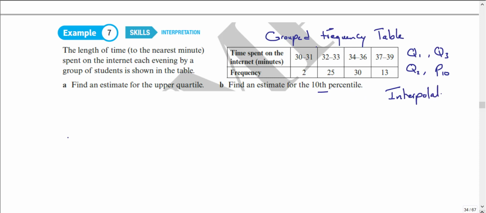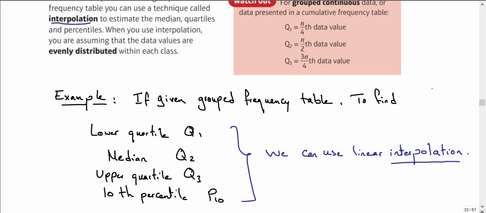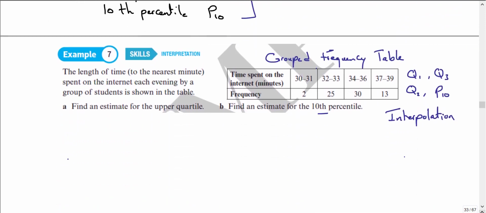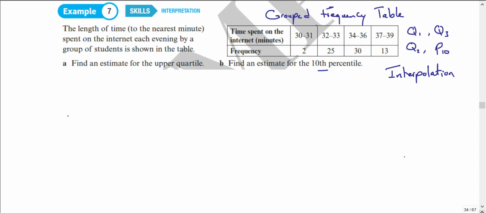Interquartile range. Interpolation. So if you are given a grouped frequency table and they ask for the lower quartile, Q1, or the median, or the upper quartile, or the 10th percentile or even the 90th percentile, any percentile, always think of what? Linear interpolation. We will use interpolation. But what is interpolation exactly and how to use it? Pay attention.